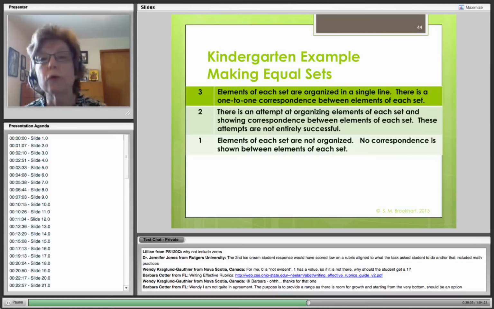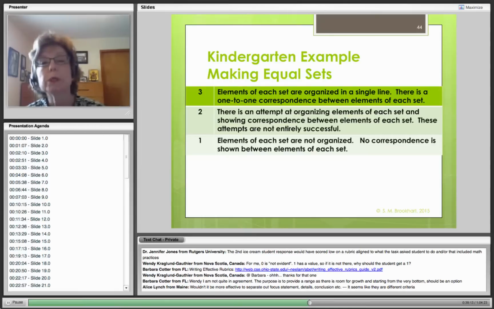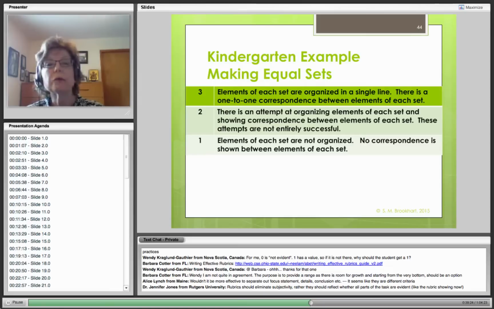Now, the kindergartners, of course, didn't see these rubrics because they can't read, so this is in teacher language. But they had been taught that the way to check that your sets were equal is to set it up so that you could match what was in one set with what was in the other set. And that would be complete and correct and proficient, and there's really no way to make it any better than that. So there is no 4.